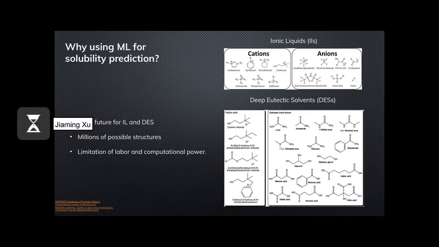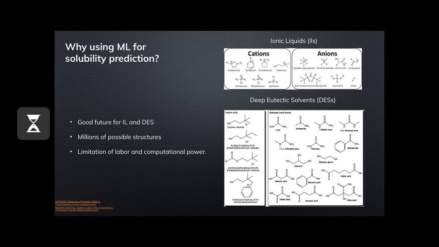First, I want to talk a little bit about why I want to predict the solubility of chemicals. The main reason is that I want to predict the solubility for ionic liquids and deep eutectic solvents. These two types of organic solvents are attractive for researchers. However, there are millions of possible combinations of different cations and anions to form ionic liquids and deep eutectic solvents.